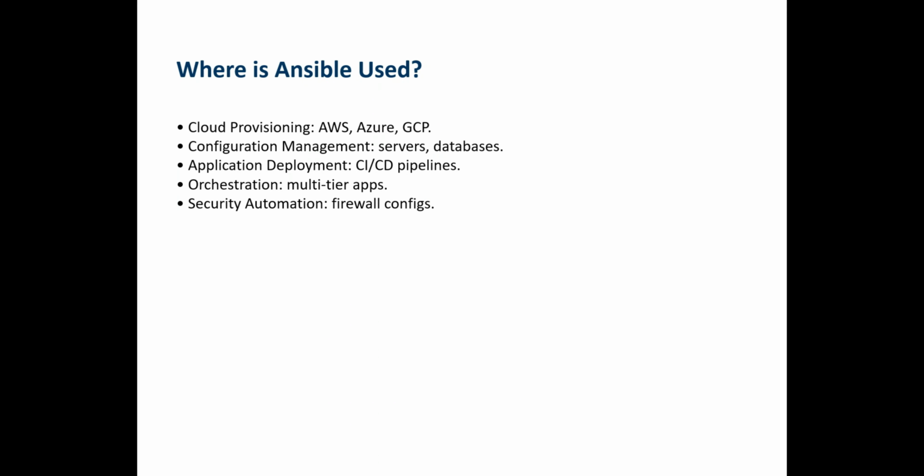You can use modules to talk directly to cloud provider APIs. So you can automate spinning up EC2 instances on AWS, configuring virtual networks in Azure, managing load balancers, setting up storage, all defined in your playbooks. Great for dynamic infrastructure.